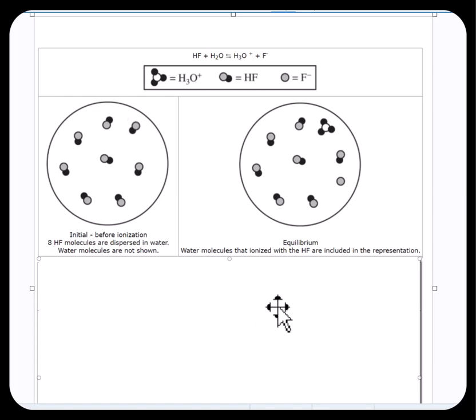Another particulate drawing that we have for an AP exam question, and in this case we have HF, which is hydrofluoric acid, and we're mixing it with water, and we have an equilibrium here. It's got H3O+, the hydronium ion, and the fluoride ion. Now you should know, again, the strong acids, and let me pull them up.